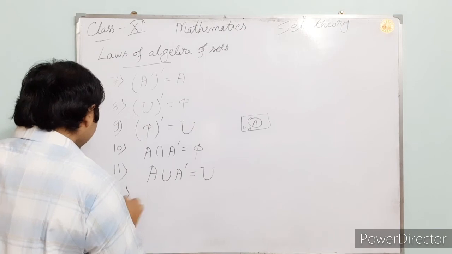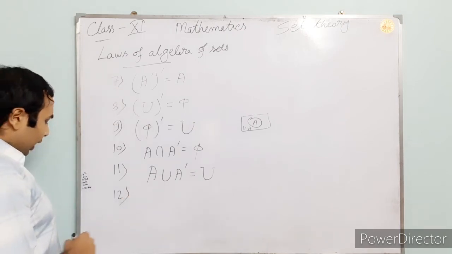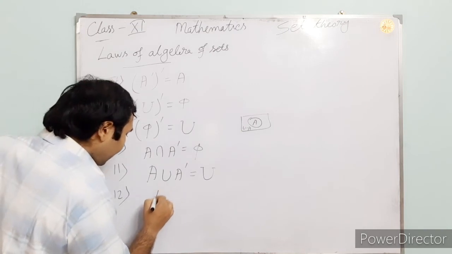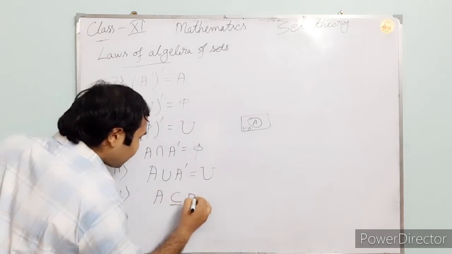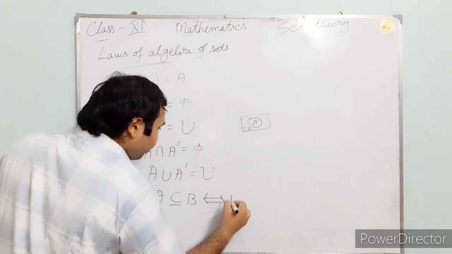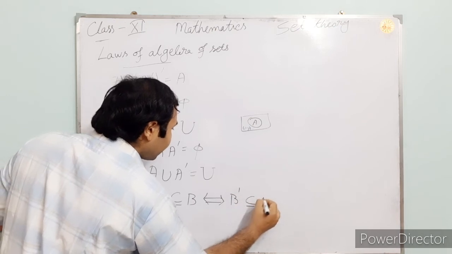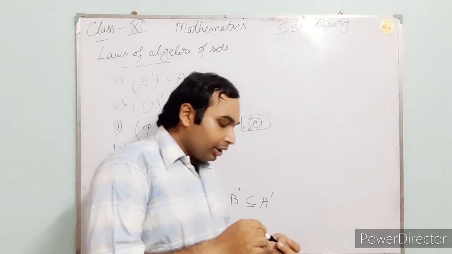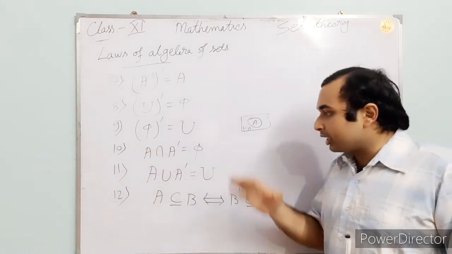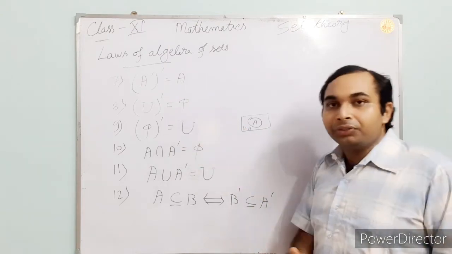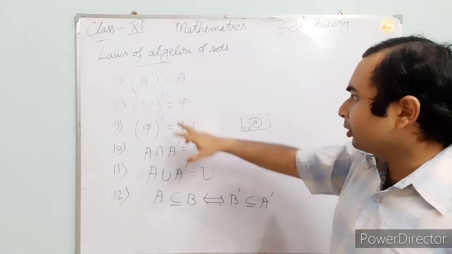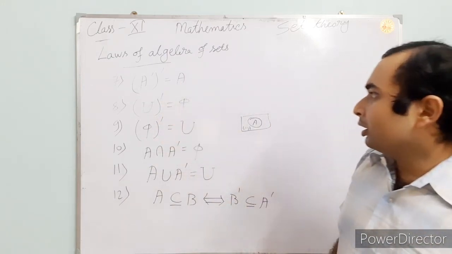And number 12, I think I have told this previously, but I am writing it here: if A is a subset of B, then B complement is a subset of A complement. These are well defined rules you have to keep in mind. Sometimes they can come in the exam, and you have to prove them also. The proofs are very easy.